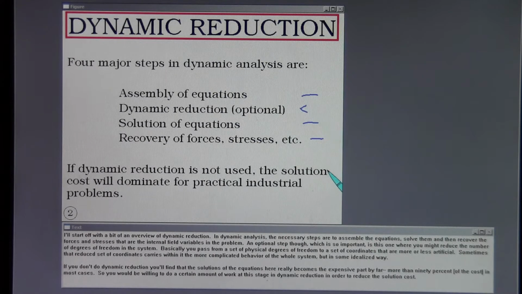If you don't do dynamic reduction, you'll find that the solution of the equations here really becomes the expensive part by far, more than 90% in most cases. So you would be willing to do a certain amount of work at this stage in dynamic reduction in order to reduce the solution cost.